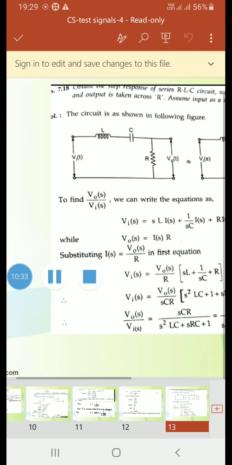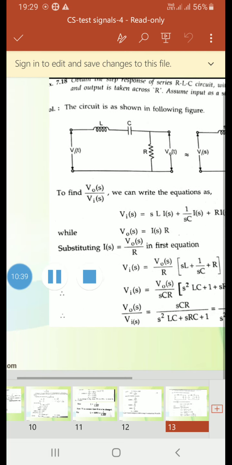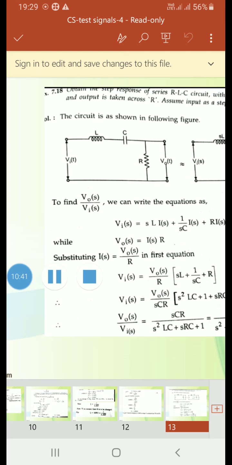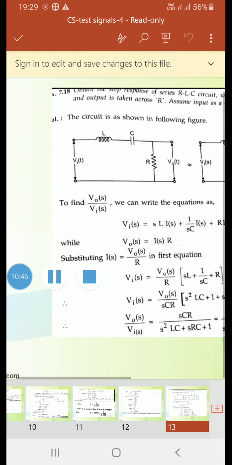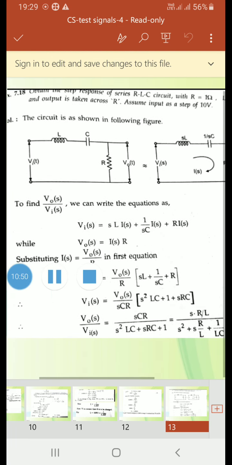Then substituting I of S is equal to V naught of S by R in the first equation, Vi of S is equal to V naught of S by R into bracket SL plus 1 by SC plus R. So Vi of S is equal to V naught of S by SCR.